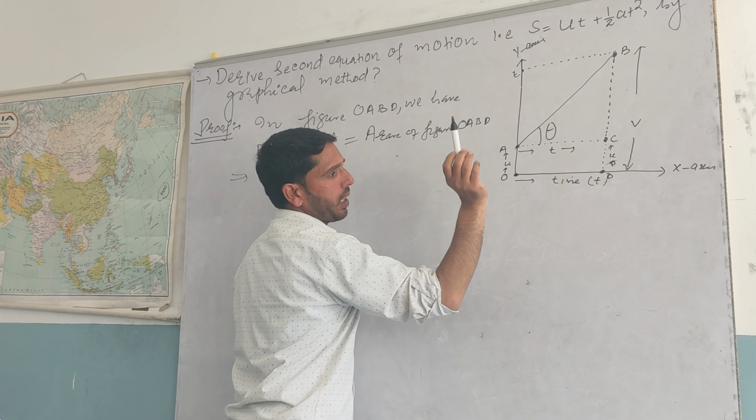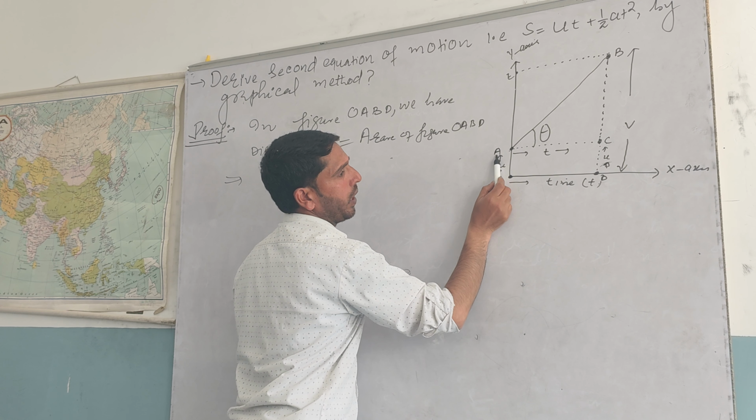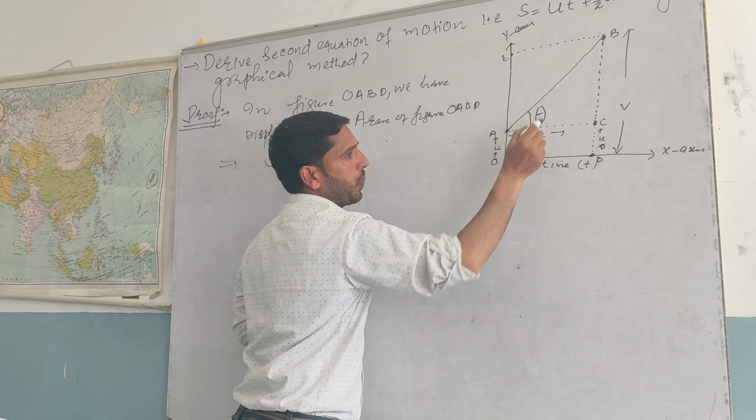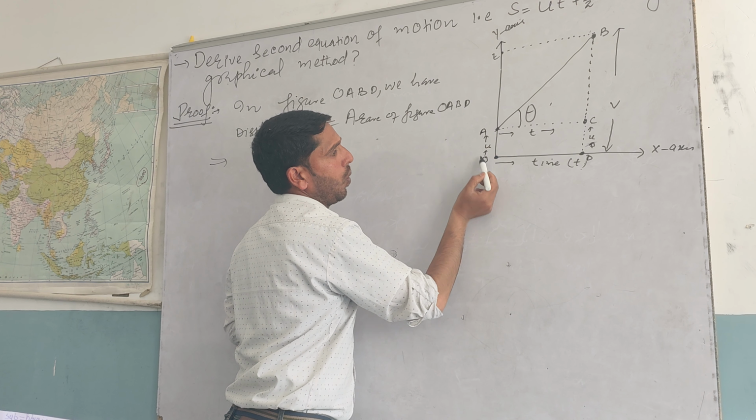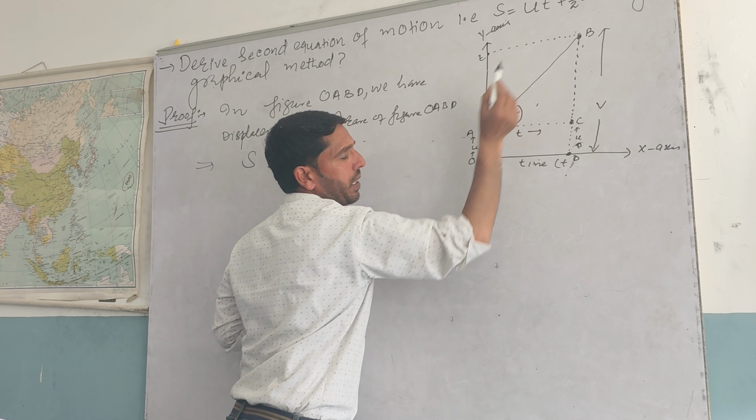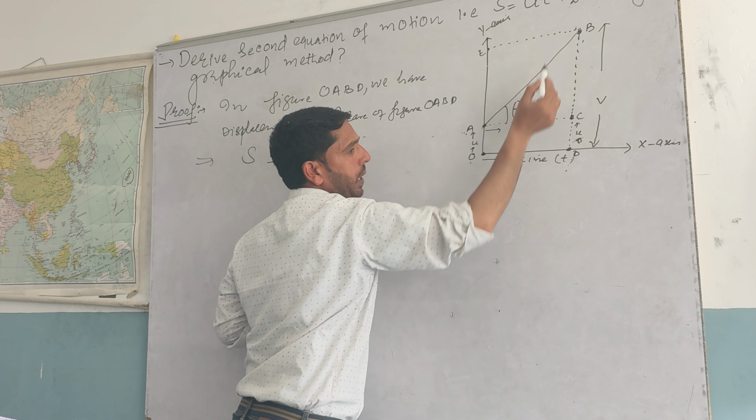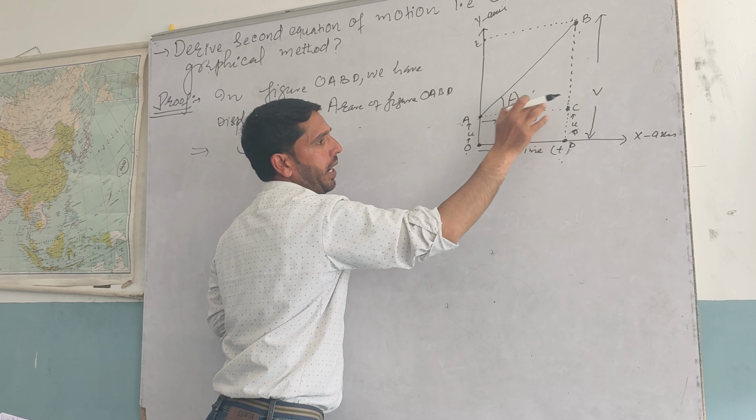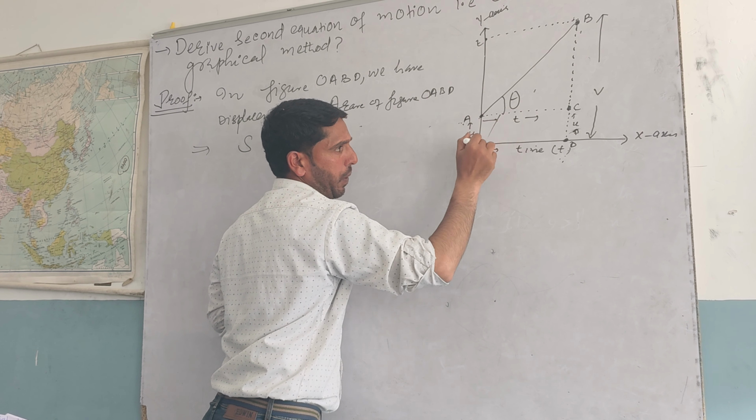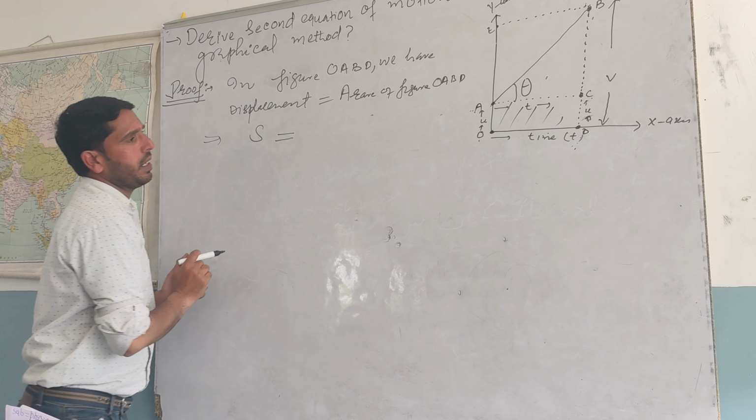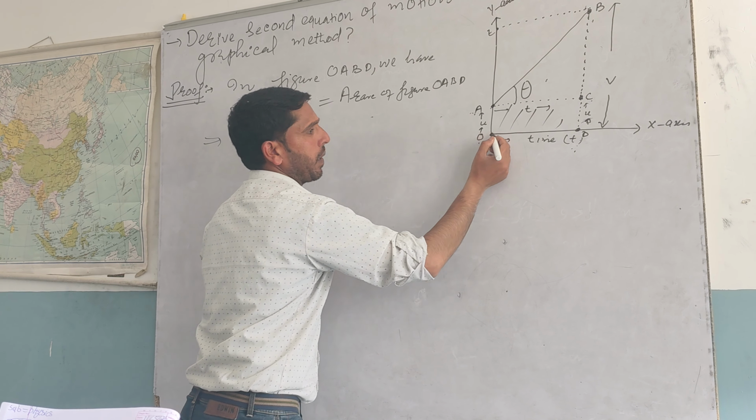Area of figure means there are two figures. One is OABD. This is the whole figure, but this figure is divided into two parts. One is OACD, and another figure is ABC.